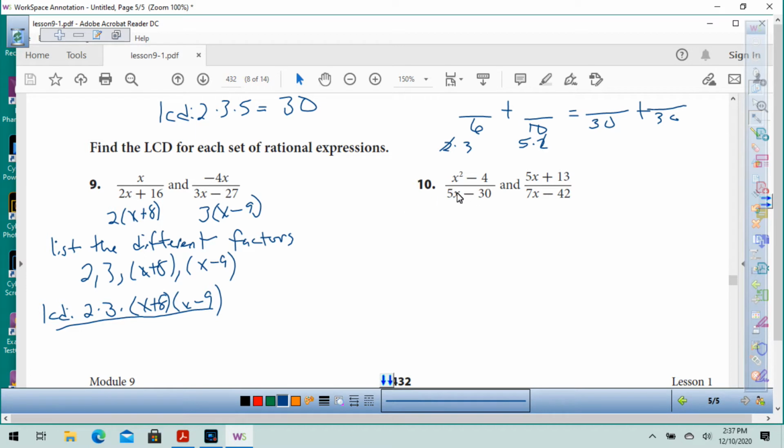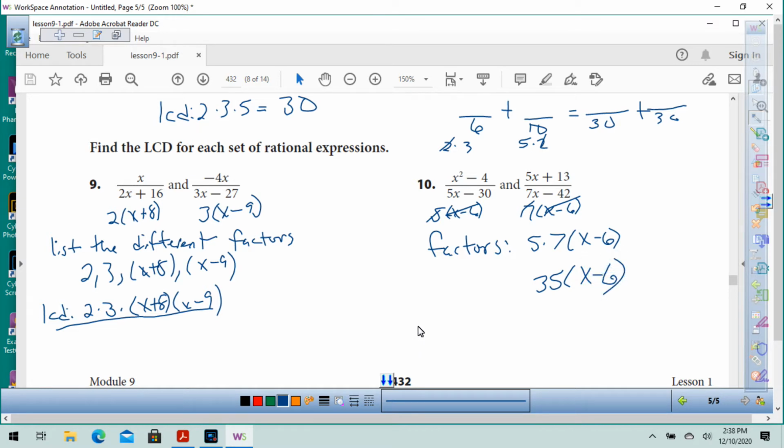All right, let's take a look over here. We got 5, and that is x minus 6. And here we take out a 7, and that is x minus 6. All right. So what are the factors? Well, we got a 5. We got a 7. And then they both share an x minus 6, so we're going to have to write that one time. And let's see, 5 times 7, that's 35, x minus 6. And that's your least common denominator.